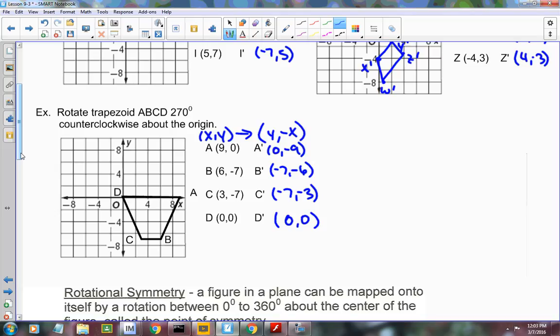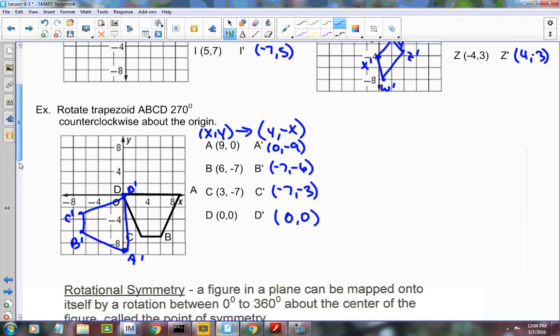Okay, so we have 0, negative 9 for my A prime. My B prime is at negative 7, negative 6. C prime is at negative 7, negative 3. And then your D prime is the same as your D because it's the origin. So we connect our points and we get a 270 degrees counterclockwise rotation, which is the same as a 90 degrees clockwise.